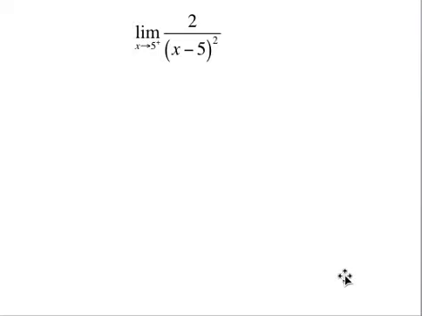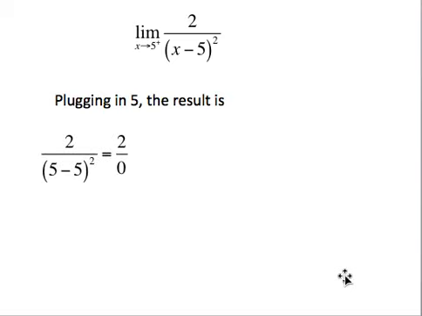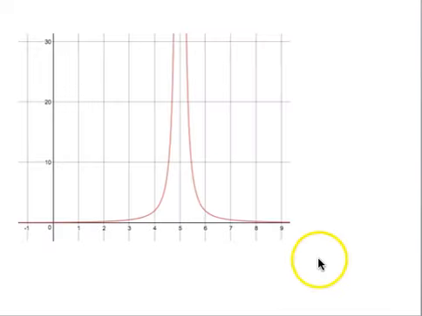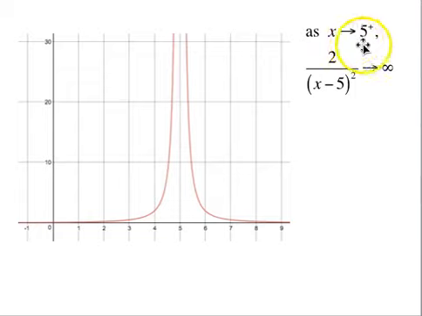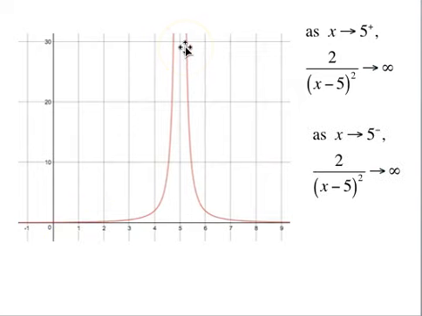Our next example is the limit as x approaches 5 from the right of 2 over (x minus 5) squared. Let's try to plug it in. What do you get? 5 minus 5 is 0, squared is 0, 2 over 0. 2 over 0, the limit doesn't exist. If it were 0 over 0, we'd have a chance, but 2 over 0, no way. The limit does not exist in that case. Looking at the picture, as I approach 5 from the right, the graph gets increasingly large. So as x approaches 5 from the right, this function goes to positive infinity. Similarly, as I approach 5 from the left, it also approaches positive infinity.